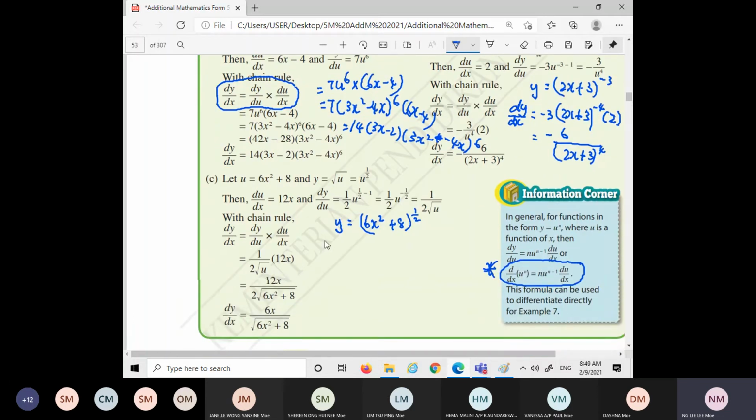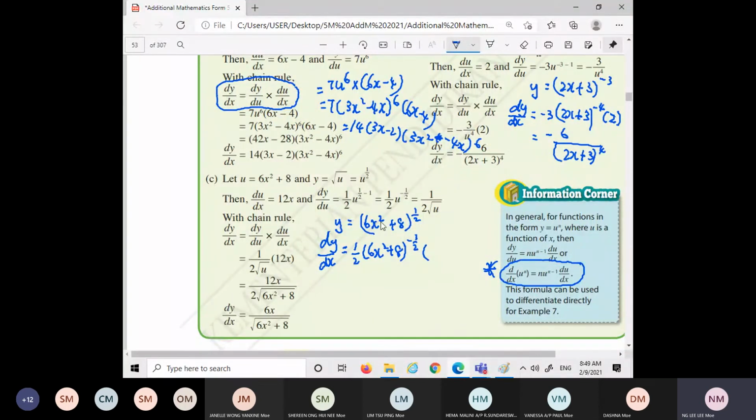Now dy/dx, I'm going to use this. First step, bring down the power half. Copy the whole thing in the bracket, which is the u, with the power minus 1. Half minus 1 is negative half. After that, differentiate u with respect to x.